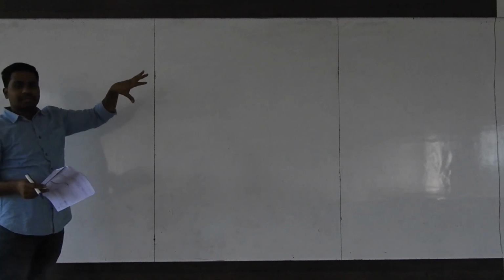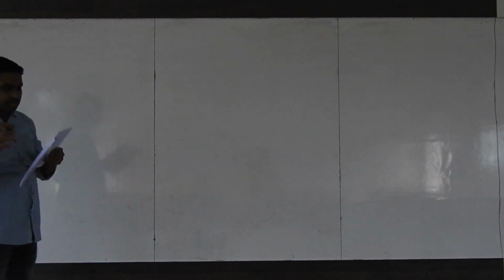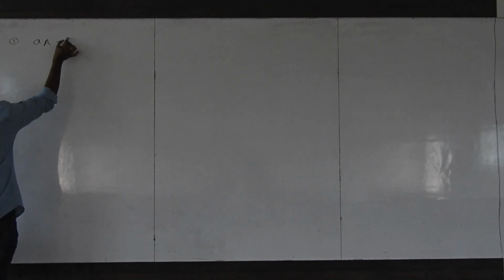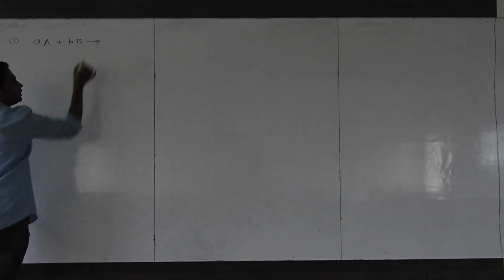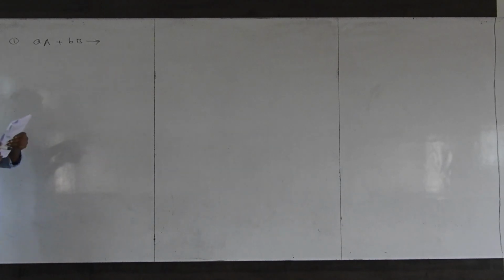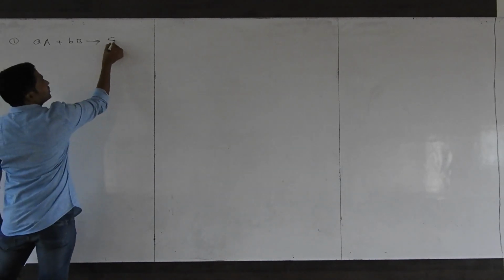We will discuss some important problems on this concept. One of the problems I am writing here. Express the rate for the following reaction in terms of concentration. Given small a moles of A and small b moles of B give small c moles of C. It is asking for the rate of reaction expression.